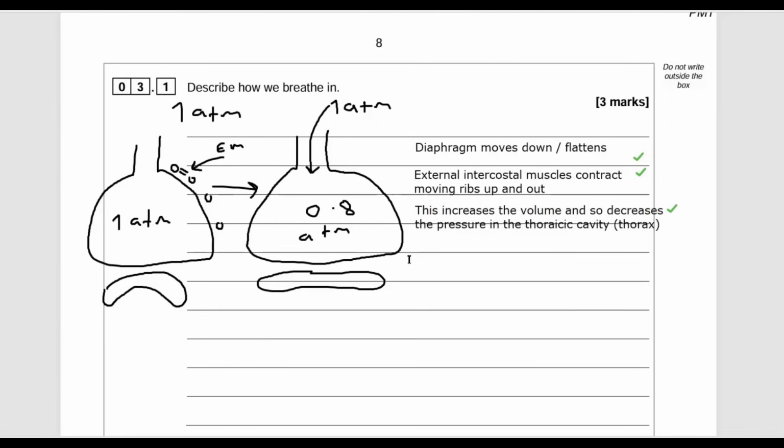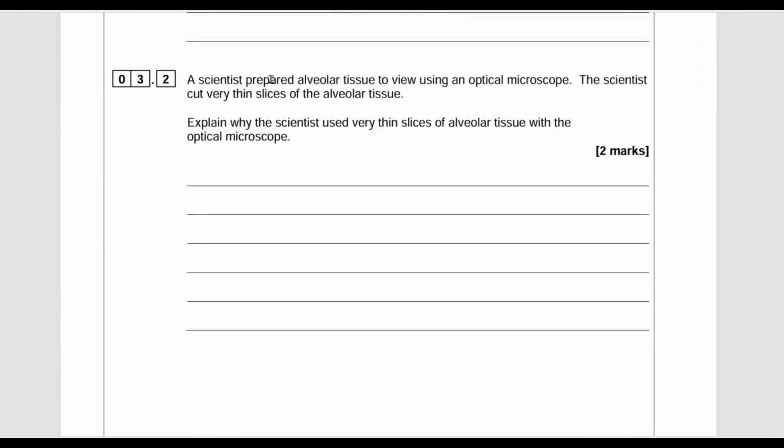This is an example of mass transport in animals, a way for us to move large volumes of material using some physics. Okay, not using osmosis, diffusion or active transport. This is using a big physical process. Okay, and that will get you your 3 marks. Right, let's look at 3.2.